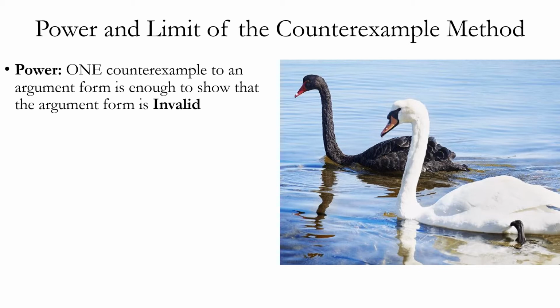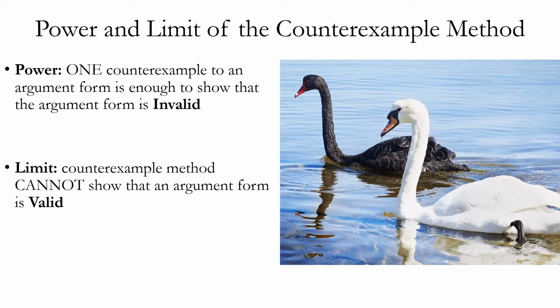The power of the counterexample method is that all it takes is one counterexample to an argument form to show that the argument form in general is invalid. So by analogy, if you had a theory that all swans are white, all it would take is one black swan that you observe to disprove that theory. So it's similar to the counterexample method. All you need is one substitution instance of an argument form with true premises and false conclusion to prove that the whole form is invalid.